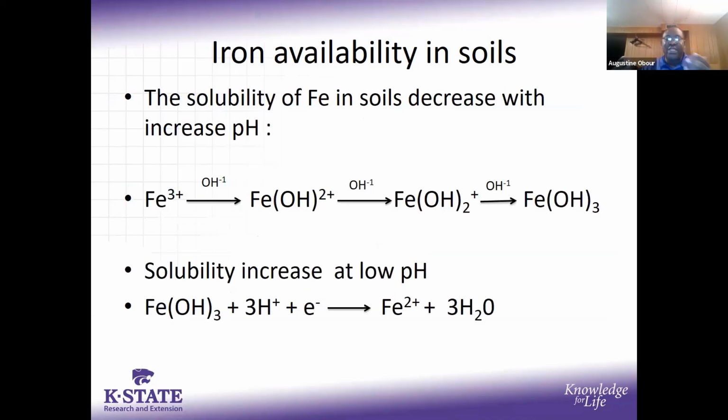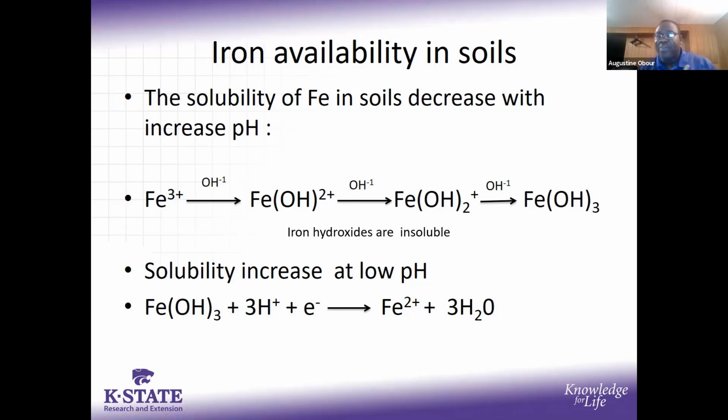For instance, if we take soil pH, for example, under high pH conditions, the soil tends to be very alkaline. So under alkaline conditions, there's a lot of hydroxyl ions that are produced in the soil. When you have hydroxyl ions, it combines with the cations and then it forms iron hydroxides, or it forms iron oxides. These iron oxides are very insoluble compared to the cation form.